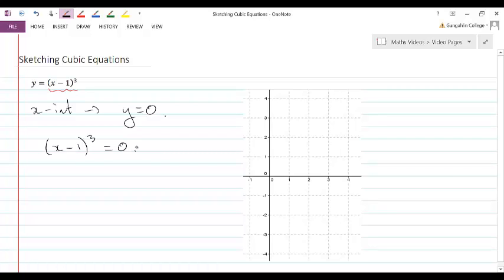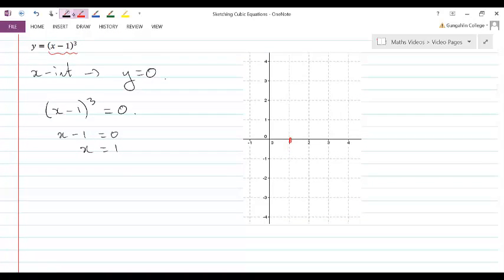So in this case, the only way for this thing to be equal to 0 is if x minus 1 equals 0, in which case x equals 1. So in this case, we've only got one x-intercept. Now our y-intercept, once again, happens when x equals 0.